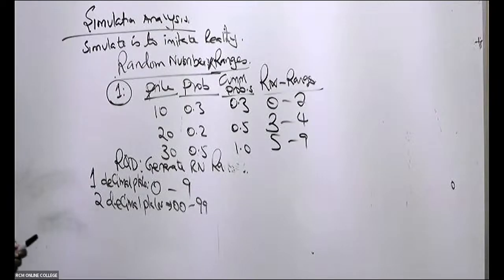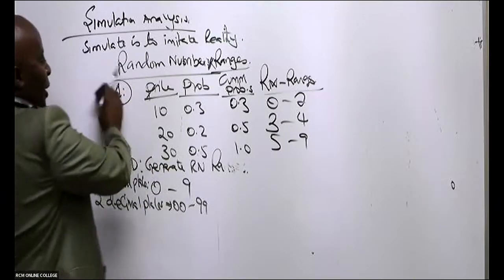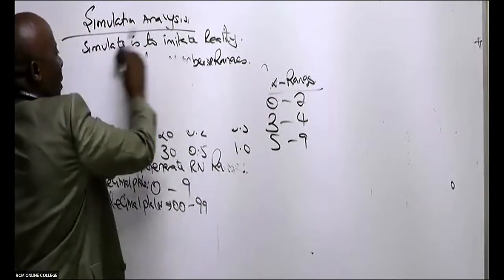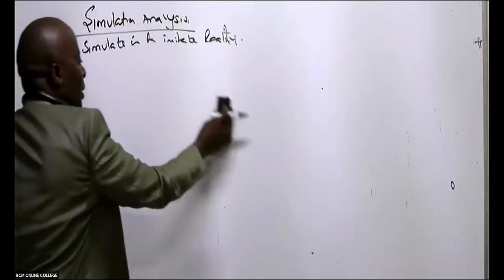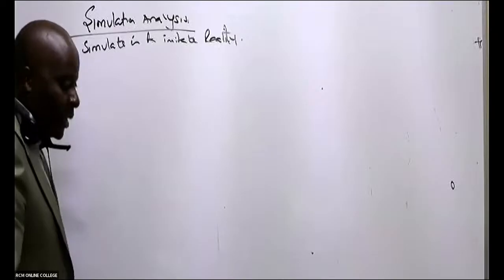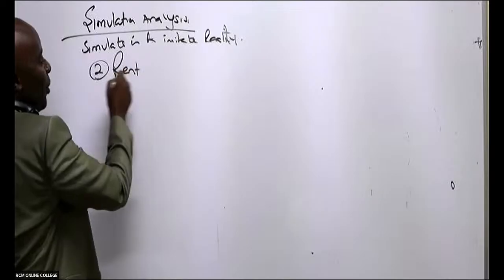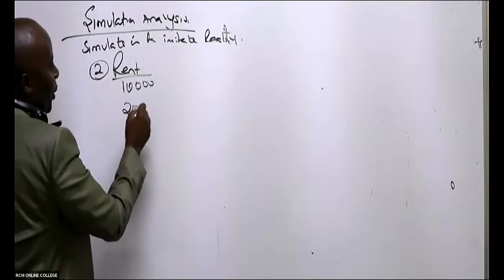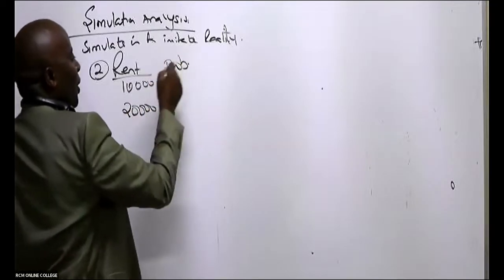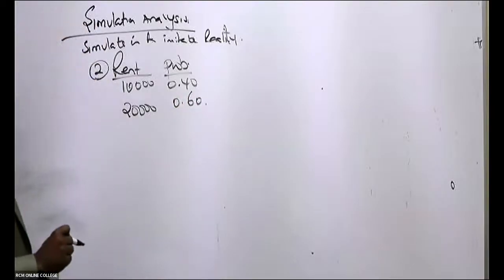Let me give you exercise number 2. Ladies and gentlemen, I want to start this business, but I don't know how much the rent will be. I don't know which space I'm going to take. So assuming I take a space that will cost me 10,000 or 20,000, and then we have probabilities. This is 0.40 and this is 0.60.